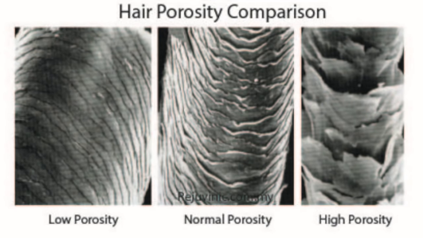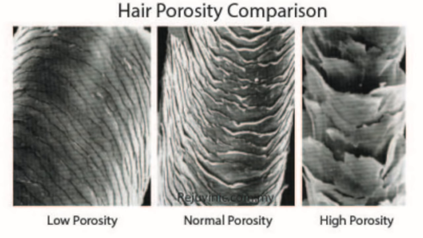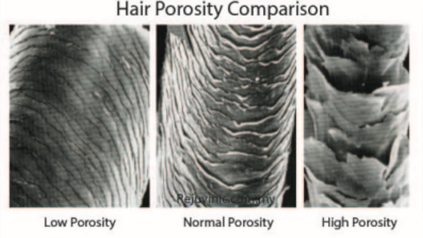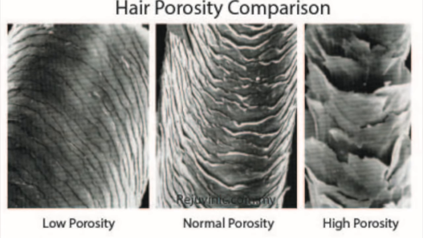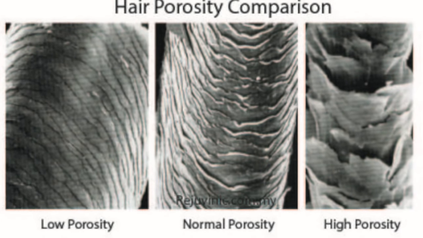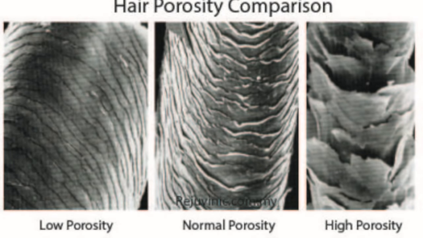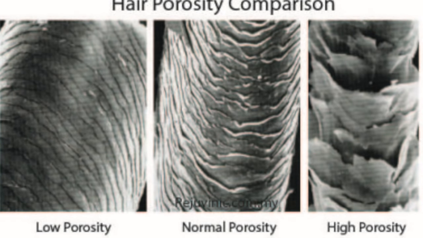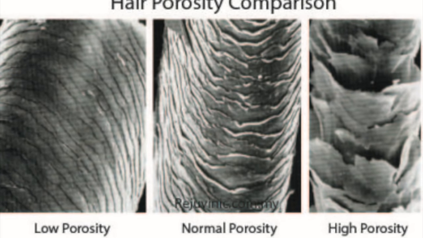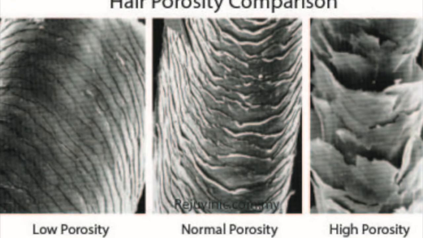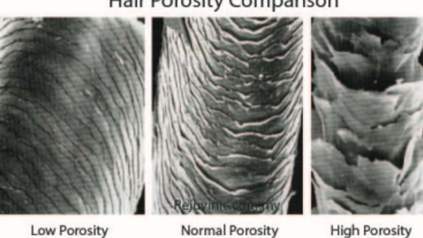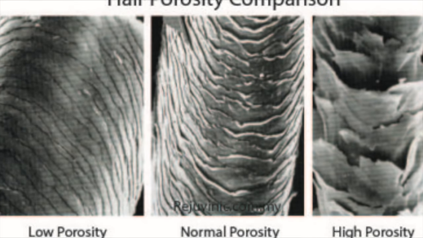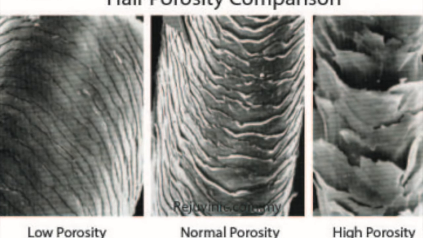This is a picture of an individual hair magnified thousands and thousands of times. So in low porosity hair, the cuticles on the hair, which are kind of like fish scales, they lay very, very flat, and therefore it is difficult for that strand of hair to absorb moisture and products. The benefit of having low porosity hair is that because the cuticle is flat, light reflects off the hair a lot easier, and low porosity hair generally looks healthier and more shiny.